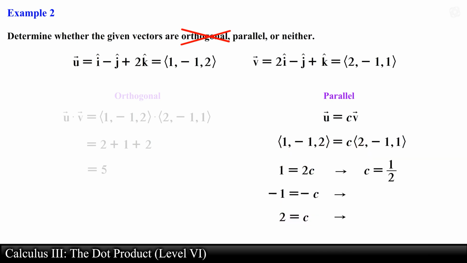We need to make sure that all 3 equations have the same value of c in order for the vectors to be parallel. Taking a look at the results, we see that this is not the case, so we conclude that these two vectors are neither parallel nor orthogonal. Okay, let's try the next example.